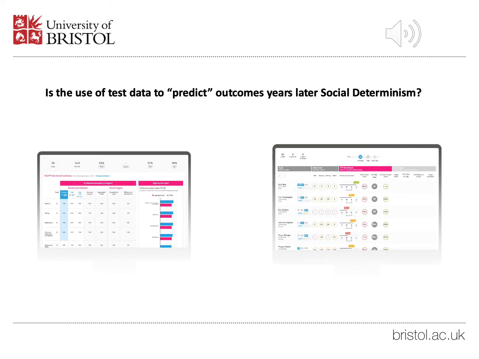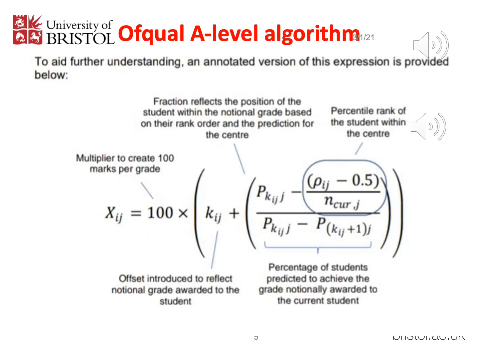However, it's a valid question to ask whether the use of test data obtained at the age of 11 to predict outcomes years later is an example of social determinism. GCSE scores were used as the basis of predicting A-level grades in last summer's examinations as a result of the limitations of the COVID restrictions.